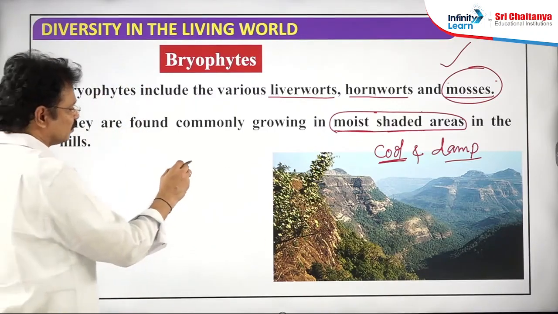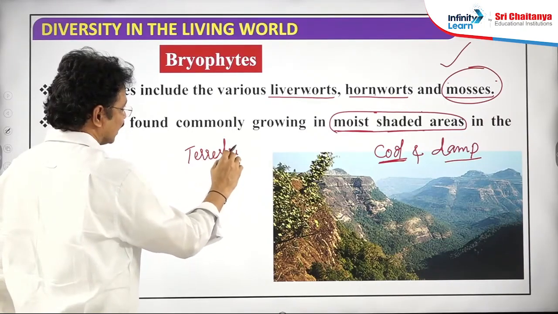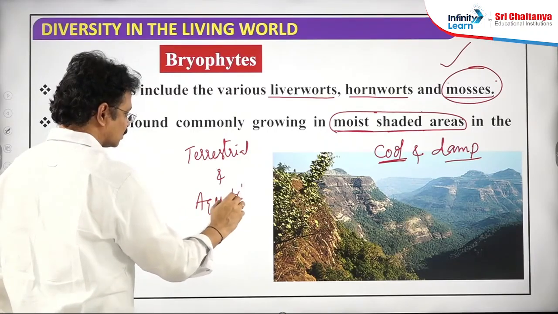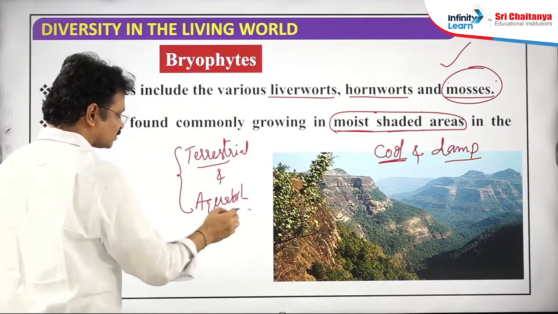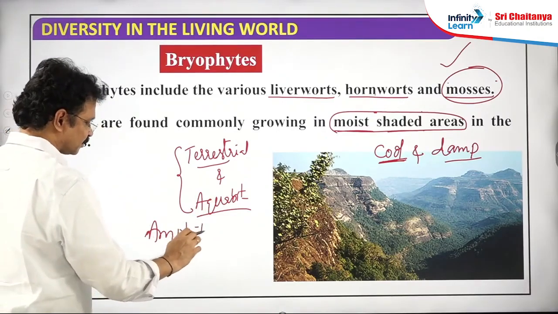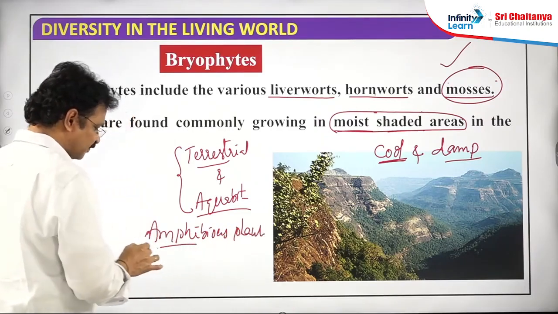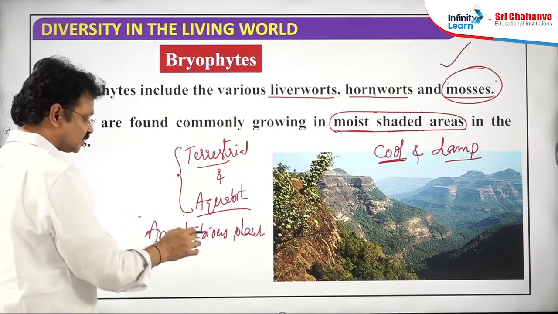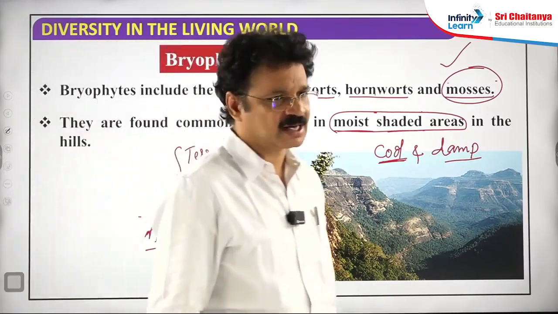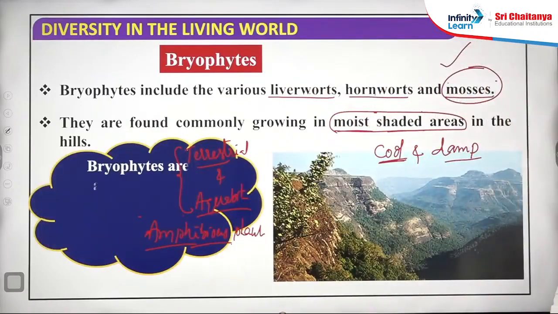Bryophytes are able to grow in both terrestrial habitats, terrestrial means land habitat, and aquatic habitat. Due to the presence of 2 different types of habitats, Bryophytes are called amphibious plants in the plant kingdom. Amphibious plants. What is the meaning of amphi? Both. Amphi means both. Two types of habitats are there here. One is terrestrial, another one is aquatic. Hence these are called amphibious plants in the plant kingdom.